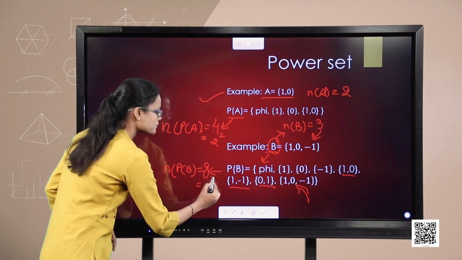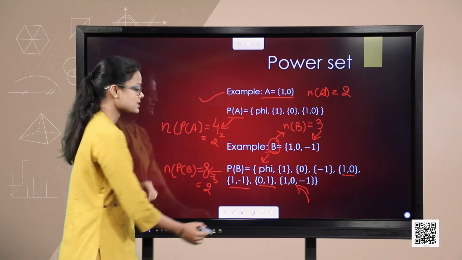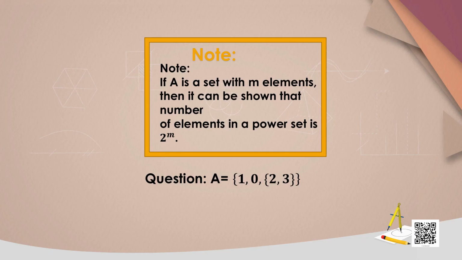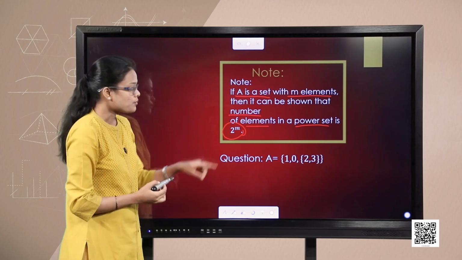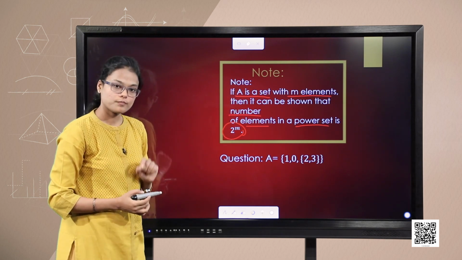And now observe the pattern. Can you observe a very important point in it? Yes, you may observe this. What it states is that if A is a set and m is the number of elements, then it can be shown that the number of elements in the power set is 2 raised to power m, where m is the number of elements in the set A.